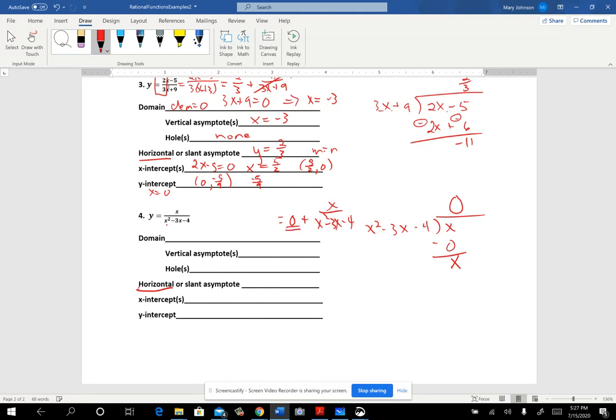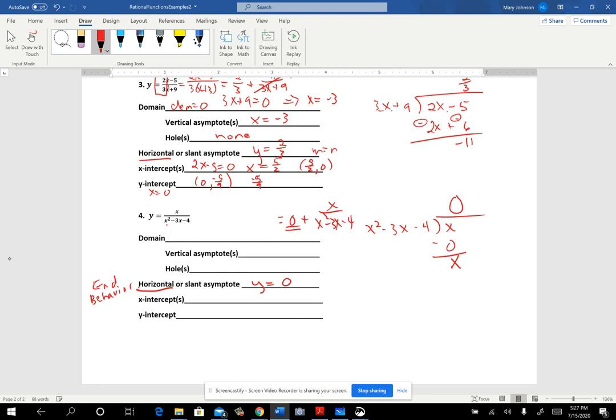So again, the quotient is what gives you the end behavior. And in this case, it would be y equals 0. And that approach works on all of them. It's just that we don't always like to do the long division to find it.